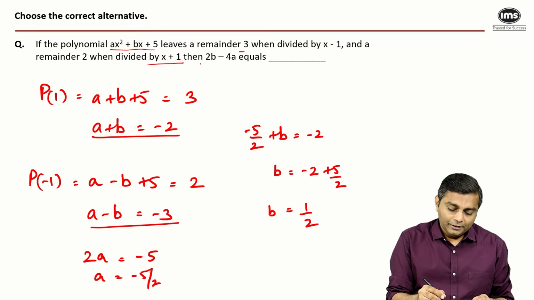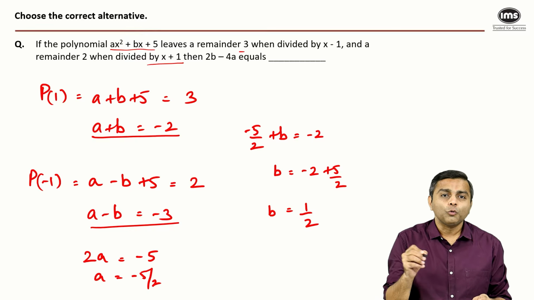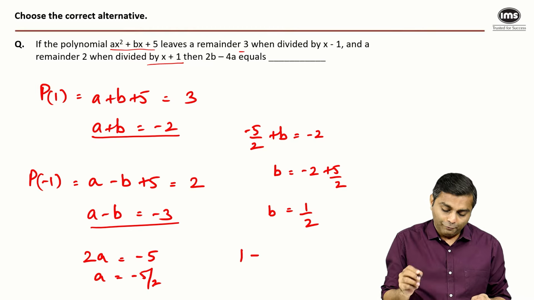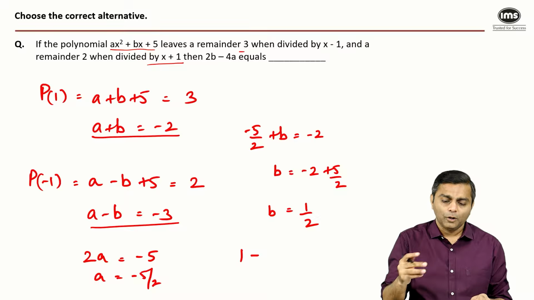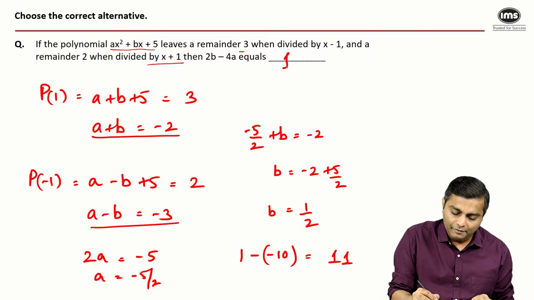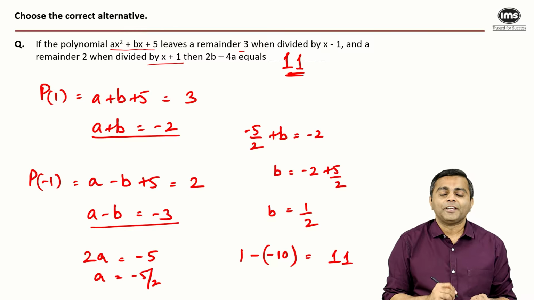So, finally, 2B minus 4A. 2B, so 2 into minus half is minus 1, so minus 1 minus 4A. 4A is 4 into minus 5 by 2, minus 20 by 2, minus 10. So, minus 1 minus minus 10, answer is going to be a straightforward, simple 11. So, we are going to say 11 here.